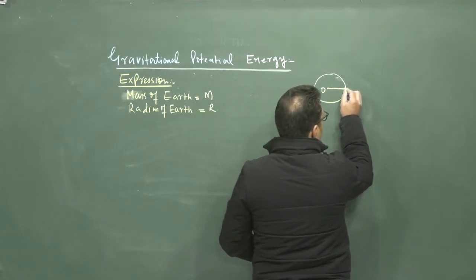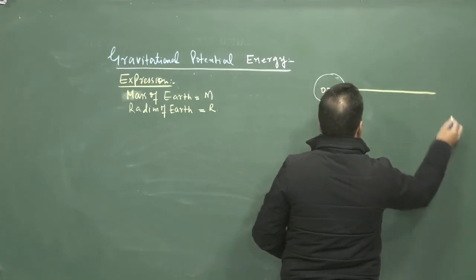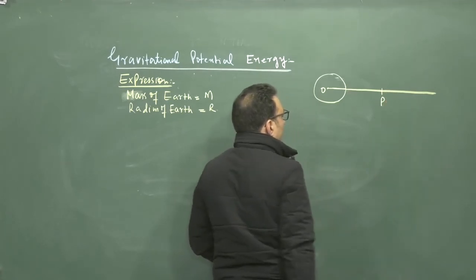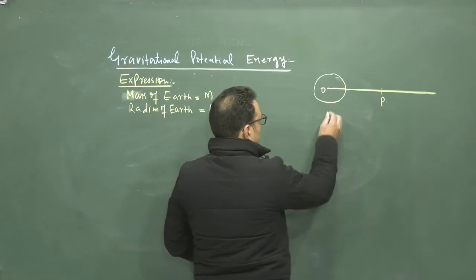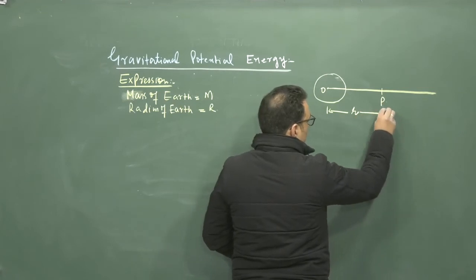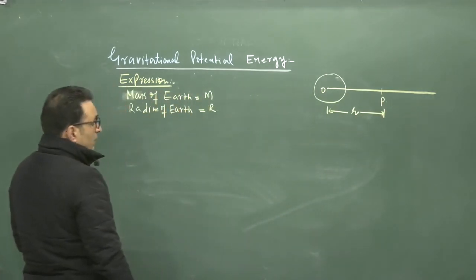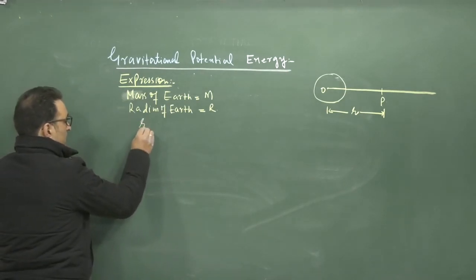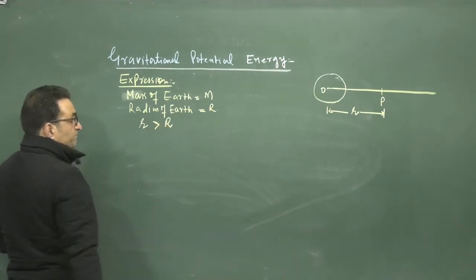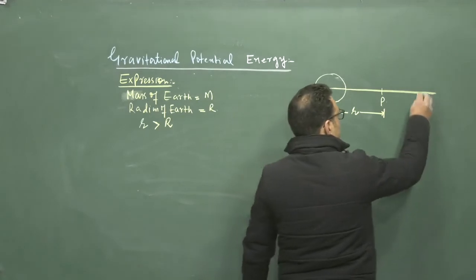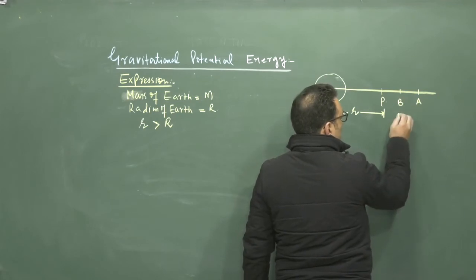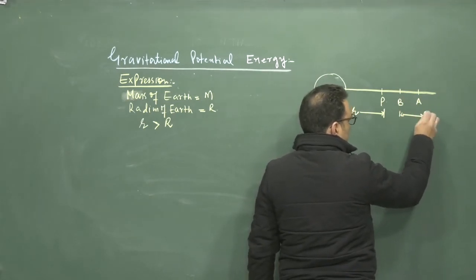Now let me produce this straight line, and let me take again the point P. This point P is at a distance of small r from the center of Earth. Now, as is obvious, small r is greater than the capital R. Let me again take 2 points A and B such that A to B distance is dx.